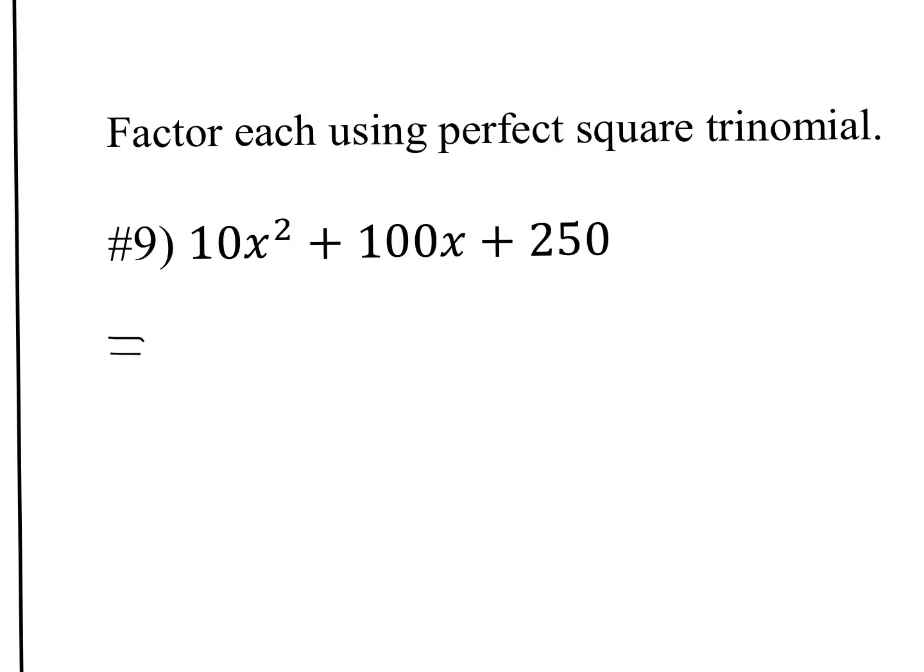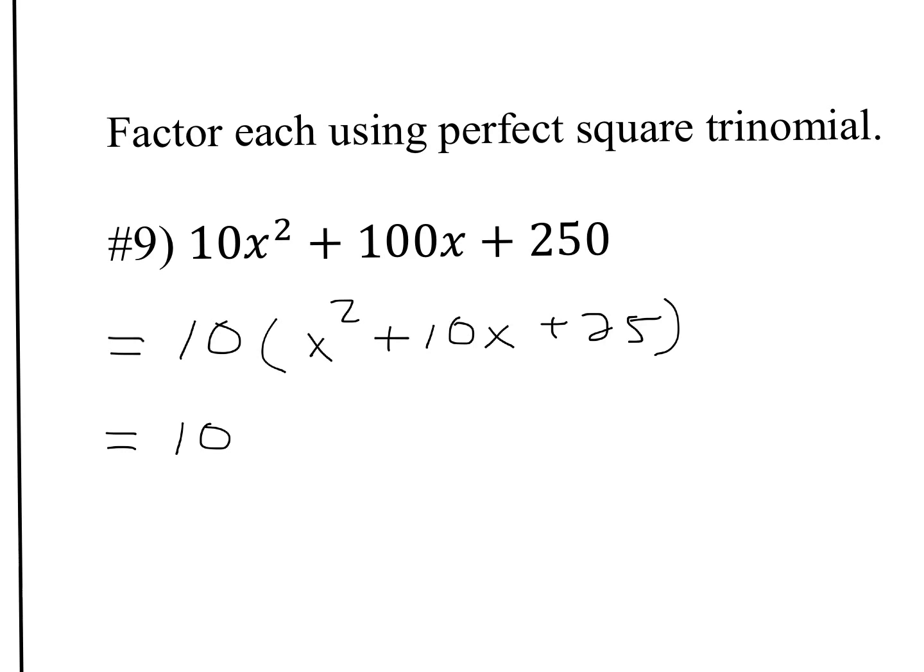Want to make sure our terms are in descending order with respect to the exponents, 2, 1, and 0. Leading term should be positive, which it is. Then factor out the greatest common factor. The GCF in this problem is 10, so it's 10 times x squared plus 10x plus 25. Then, to see if it's a perfect square trinomial, there's 3 questions we got to ask ourselves.